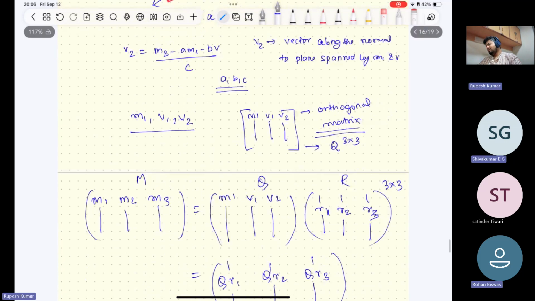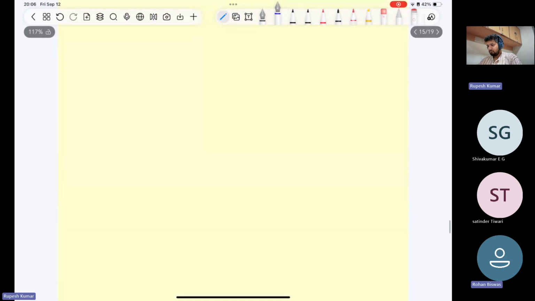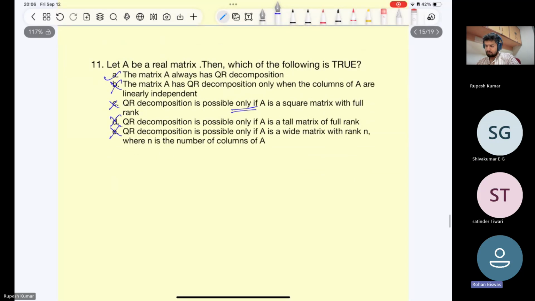The doubt is that some people are saying the dilemma is between A and B, the full QR and the reduced or thin QR. So you're right, it's about the convention.